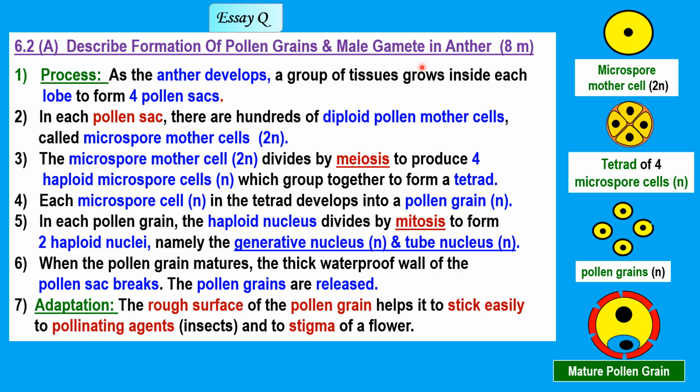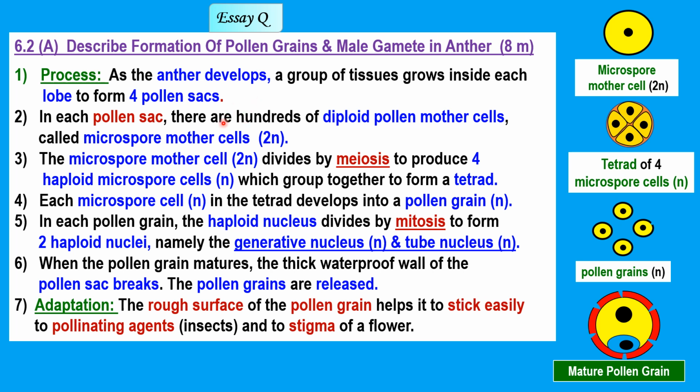So here's the explanation for what we've discussed just now. Now it can be put in a question form like this. Describe the formation of pollen grains and the male gametes in an anther. 8 marks. Okay, it can be asked as an essay question. So let's go through this very quickly.